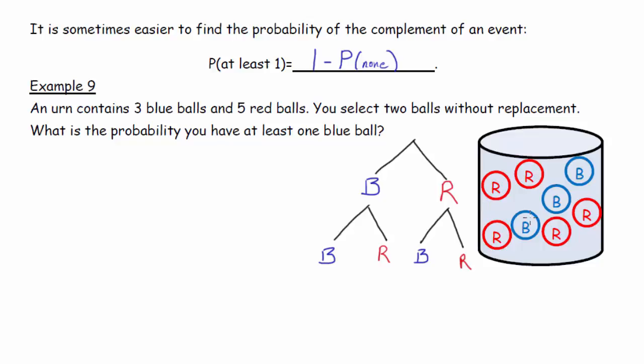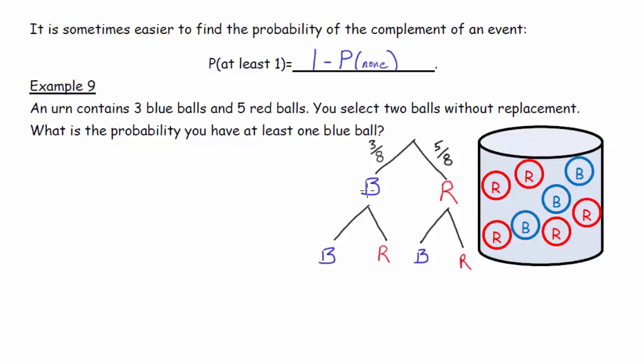So on my first ball, there are 3 blues out of a total of 8 balls. So this would be 3 eighths that my first is blue. And there are 1, 2, 3, 4, 5 reds out of 8.